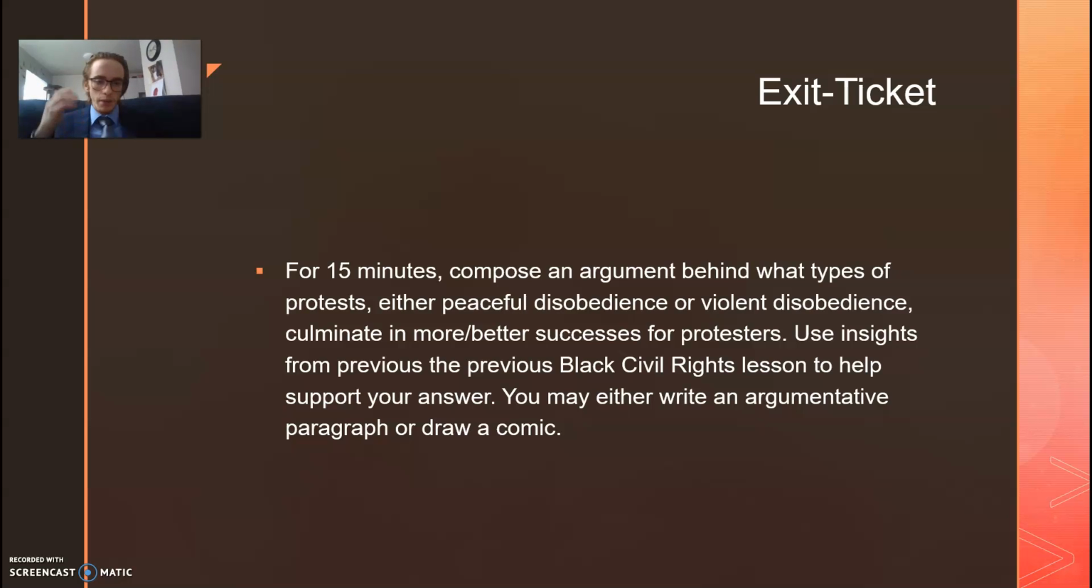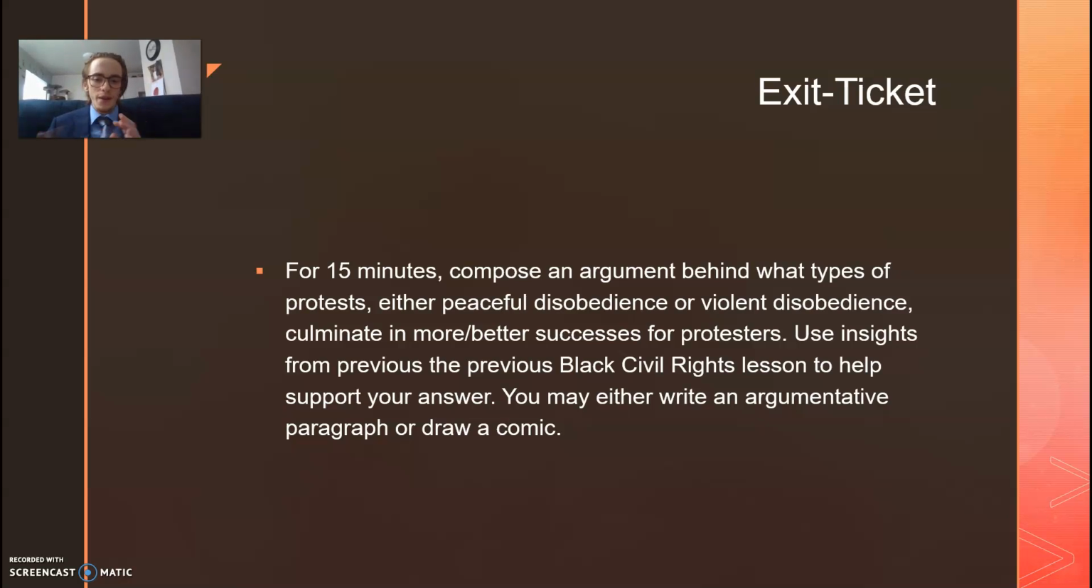Peaceful disobedience protests are able to frame their movements in a more ethical sense. However, the changes that they are able to attain through that method of protest typically take longer, as opposed to violent disobedience protests, which typically culminate in faster change, right? And I think those are important concepts for my students to consider. I'm not trying to change hearts and minds. I'm trying to get people to think, right?